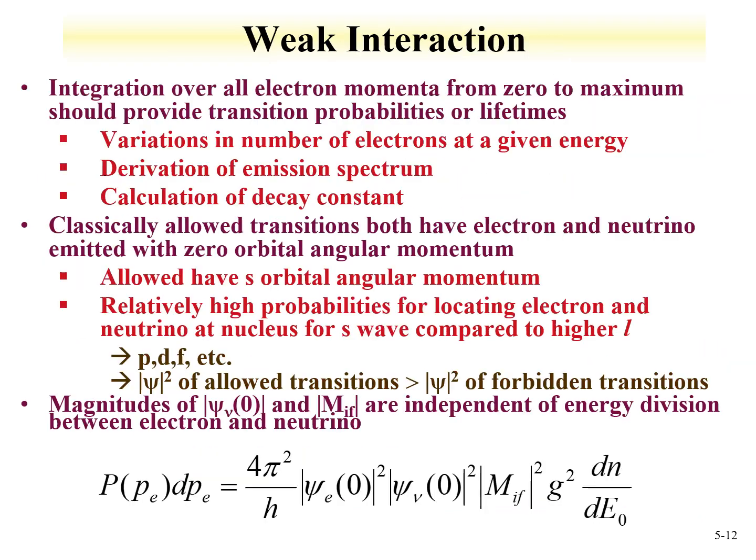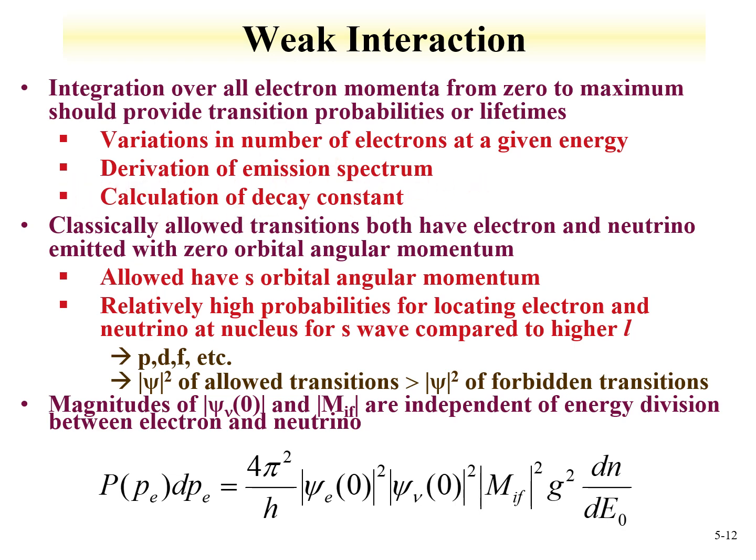Now, if I integrate this equation down here over all possible energies or momenta from 0 to the maximum, it should be able to provide some probability or a lifetime. Now there's variations in the number of electrons at any given energy, and I can use this to derive the emission spectra. We'll see where that's not 100% true. And I can use this for a calculation of the decay constant.